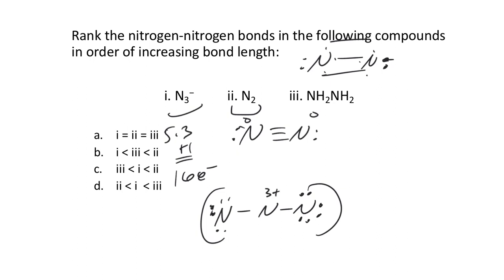So we have a 3 plus formal charge on nitrogen. And so we can pull in a double bond. And then that would take us to here.